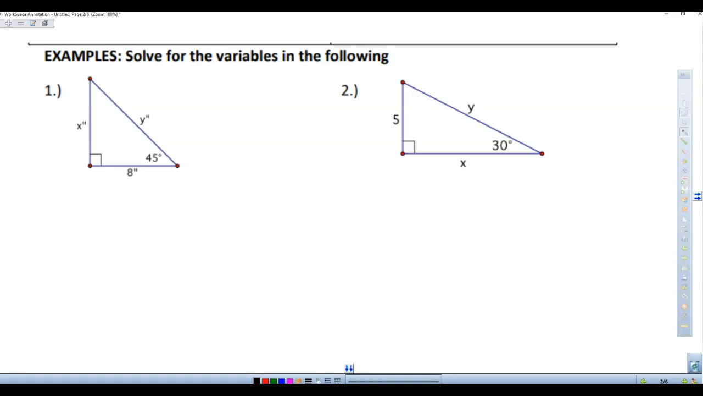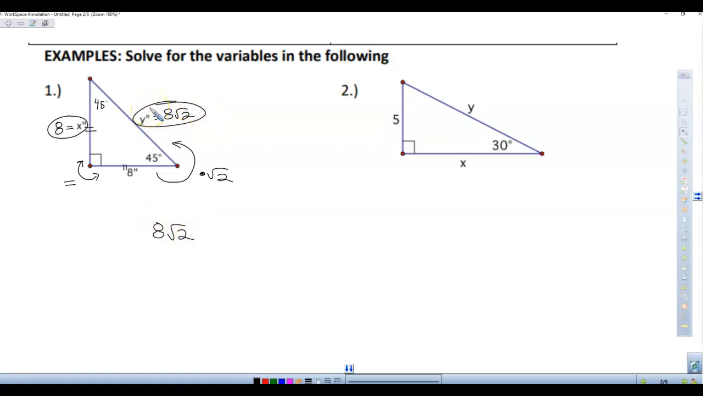So the first step is identifying the type of triangle you have. So this one is a 45, 45, 90. And I know in a 45, 45, 90 triangle that the legs are equal to one another. So that means if this leg is 8, then x is 8. And that's easy enough. And then the other thing we know about a 45, 45, 90 triangle is the shortcut to get to the hypotenuse is you simply take the leg and you multiply by the square root of 2. So when we take 8 and we multiply by the square root of 2, we get 8 root 2.